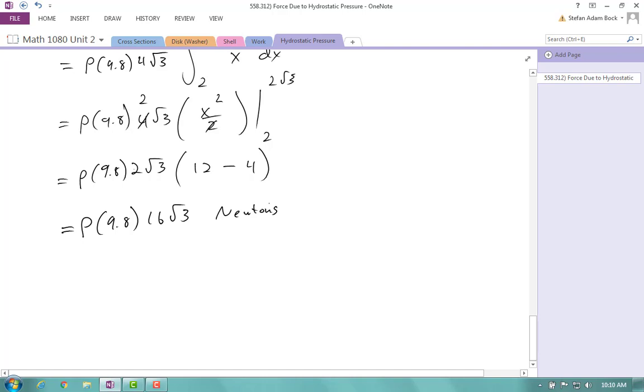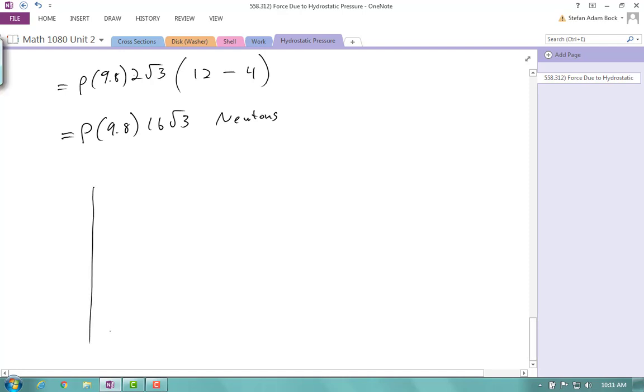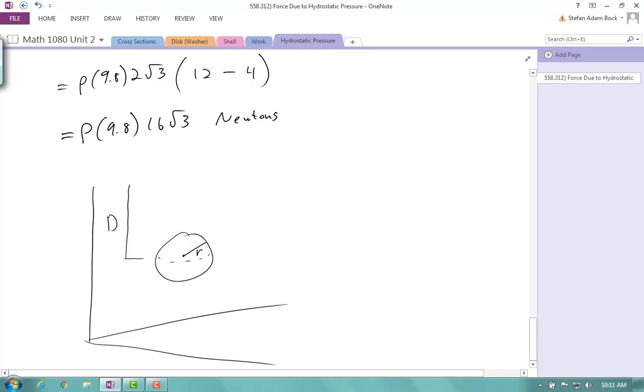So a challenge I have for you guys is one of my favorite problems. It doesn't occur in the book, but suppose I have a sphere of radius r that occurs at a depth of d. My question is, how do I calculate the total force due to hydrostatic pressure on the sphere?